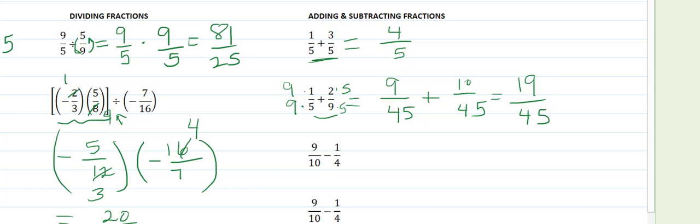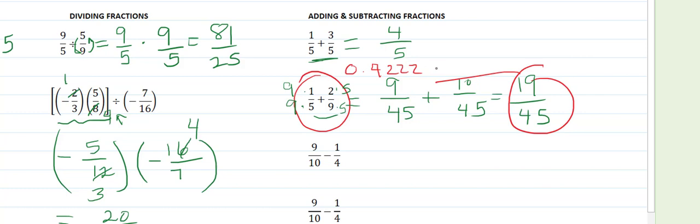Now, another trick students kind of like to do to check this with your calculator is if you just put this straight in your calculator and you added 1/5 plus 2/9, you would get, most calculators give you decimals, 0.4222. Well, guess what if you put that in your calculator? You get the same answer. So it's just kind of a nice way to check your answers.